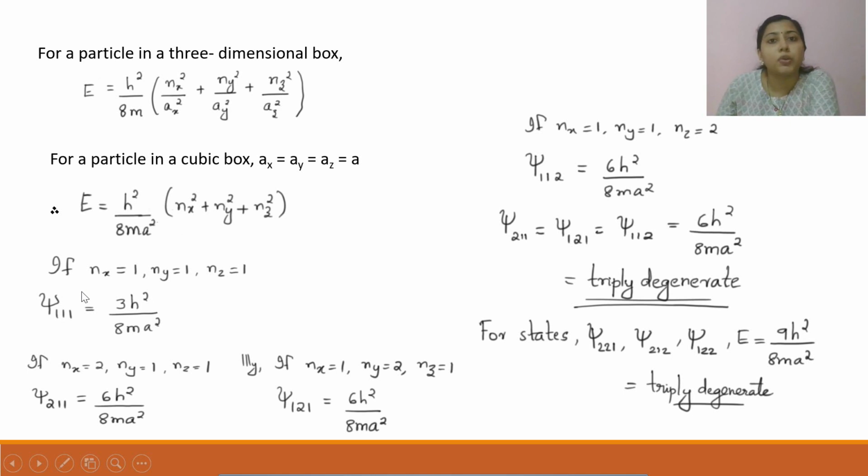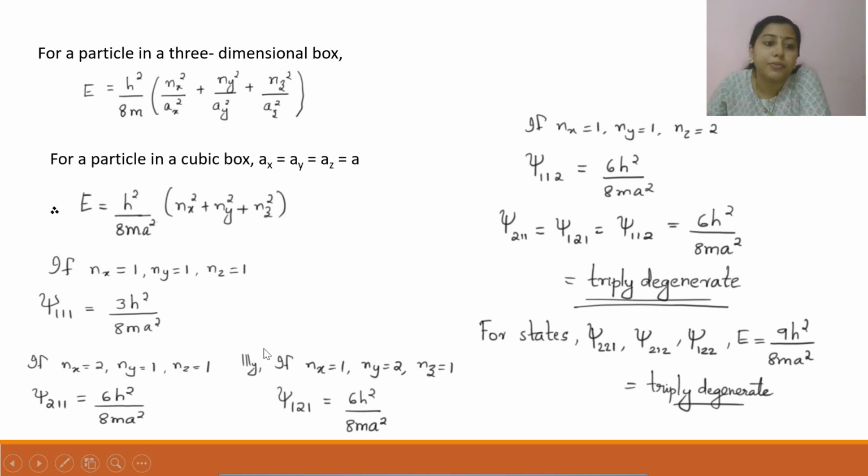If all three quantum numbers nx, ny and nz are equal to 1, then we represent the wave function as psi 1, 1, 1, with 1 representing nx, ny and nz. Now calculating the energy, substitute the values of nx, ny and nz in the expression for energy, E equals h square by 8ma square into nx square plus ny square plus nz square. Substituting the value 1, we get 1 square plus 1 square plus 1 square. So psi 1, 1, 1 has energy 3h square by 8ma square. This is a non-degenerate state.